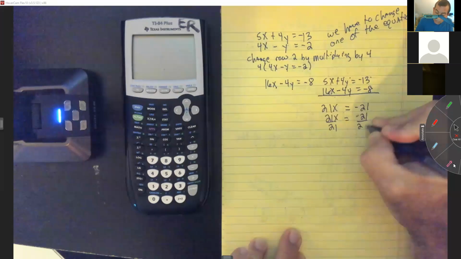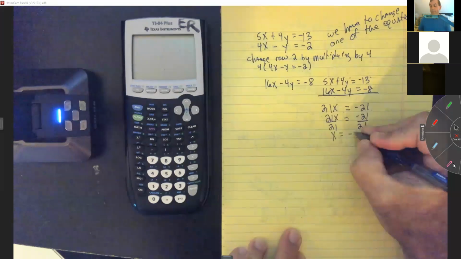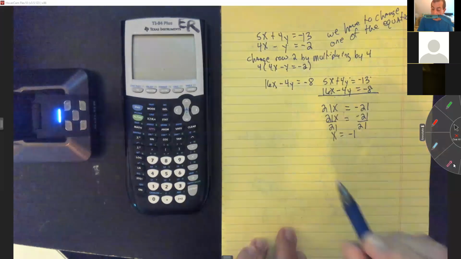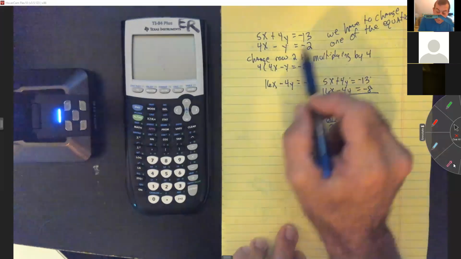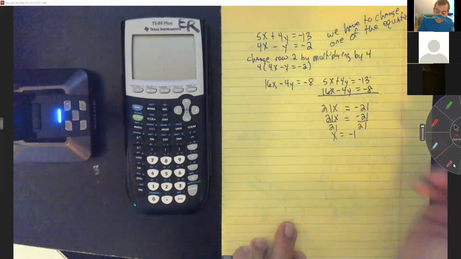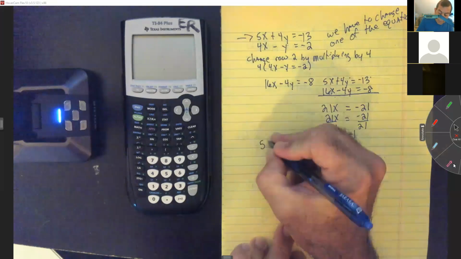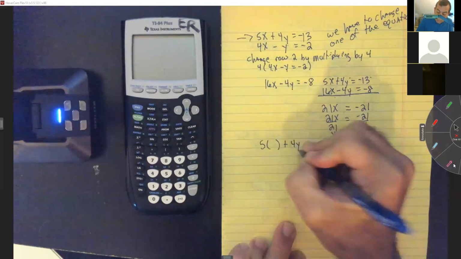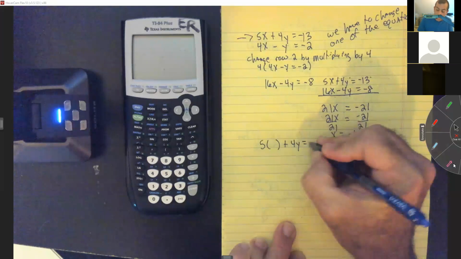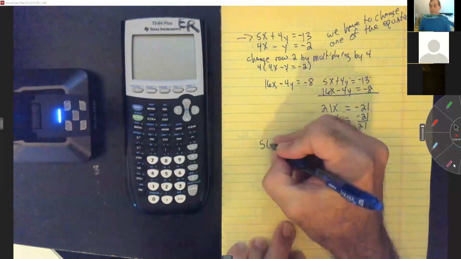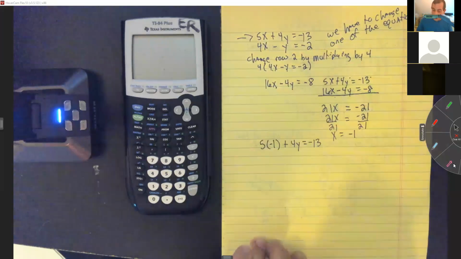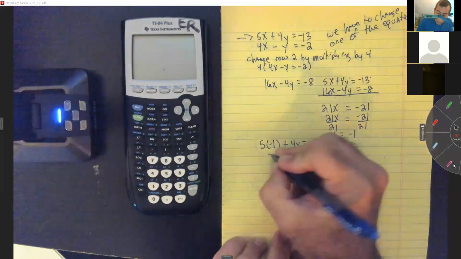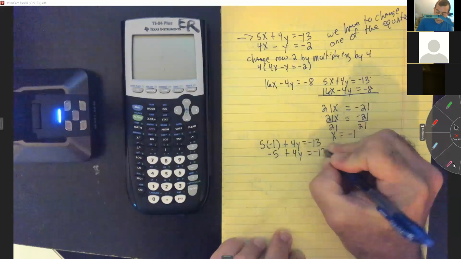So that x equals -1. Now that I know x is -1, I can pick one of these equations and plug it in. So I'm just going to pick that first one again. I got 5 times x plus 4y equals -13. My x was -1. All right, so here we go. 5 times -1 is -5, plus 4y equals -13.